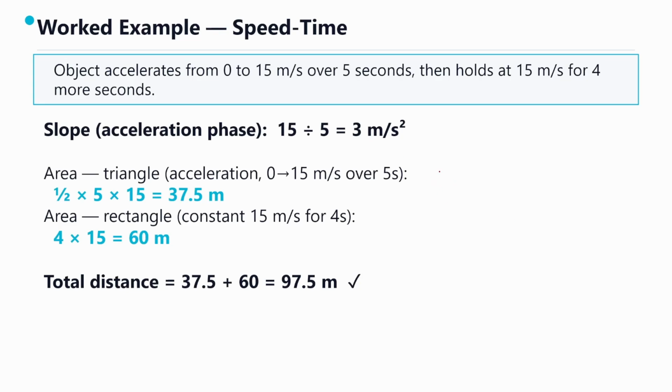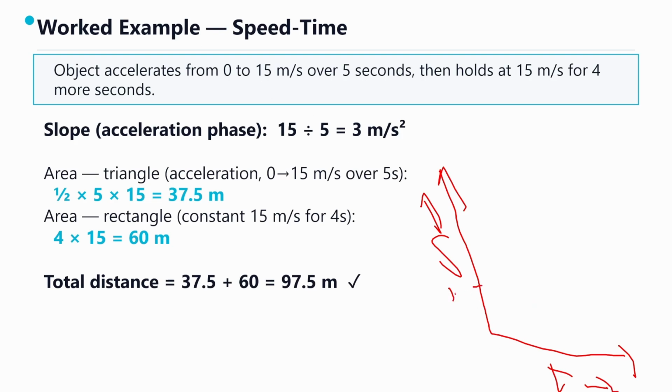So let's prove it. Suppose you have an ST graph, speed time, not displacement. It says from 0 to 15 over 5 seconds, so it looks like this. And then it holds at 15 meters per second for 4 more seconds, so up to 9, and it goes like this. So you can split it into a triangle, and when you multiply 15 by 5 divided by 2, that's 37.5.